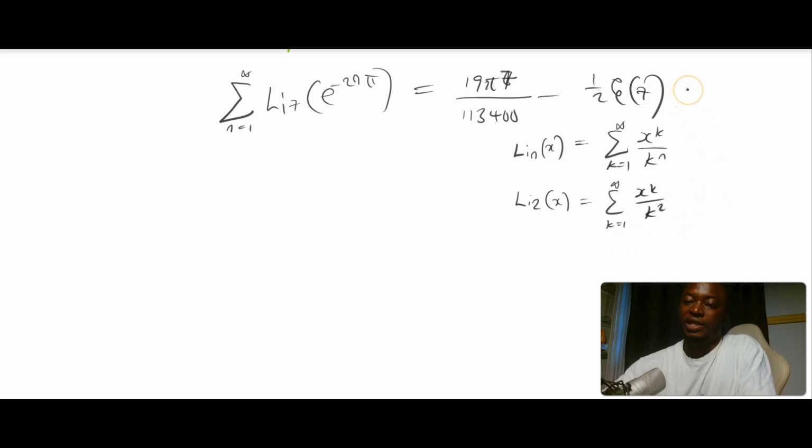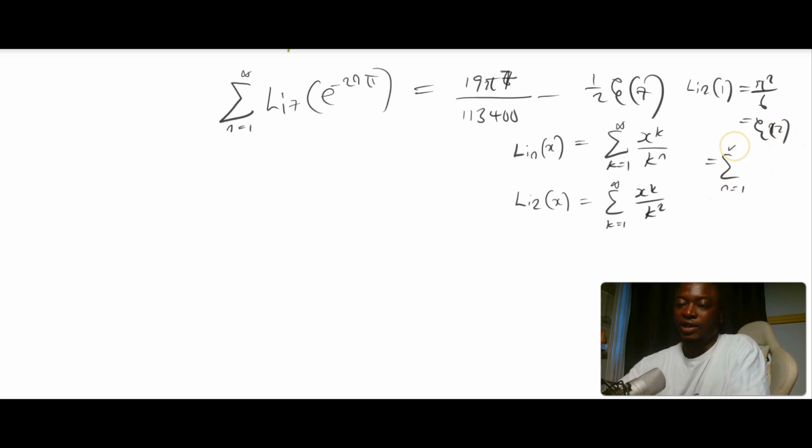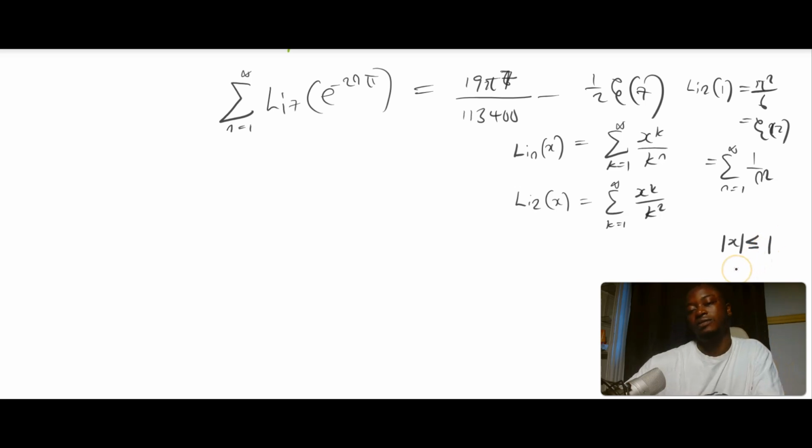And of course, you can see that the dilogarithm of 1 is pi squared over 6, which is zeta of 2, which is the sum as n runs from 1 to infinity of 1 over n to the second power. This happens when we take x equals 1. Polylogarithms converge when the absolute value of x is less than or equal to 1, so this is where they are defined. For example, there is no sense in writing the dilogarithm of 2, but there is a sense in writing the dilogarithm of 1 over 2.